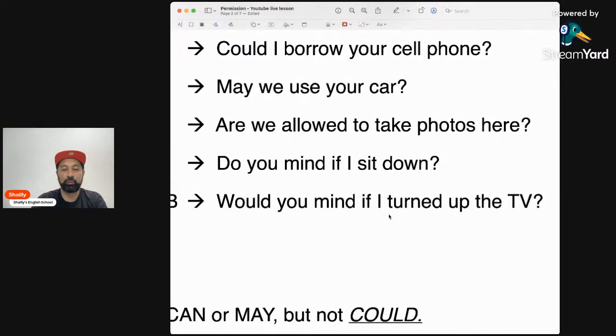So I have a question for everyone who's watching. What is the difference? What do you notice about these two questions? We're using "do you mind if I" plus a verb. So we've got sit. In the bottom one, "would you mind if I," and we've got turned up. What is the difference between these two? So again, "Do you mind if I sit down?" versus "Would you mind if I turned up the TV?"